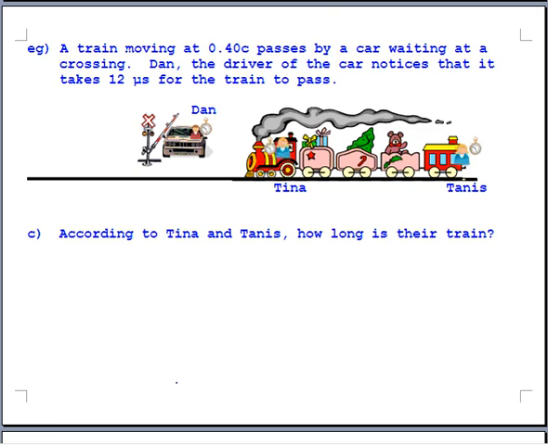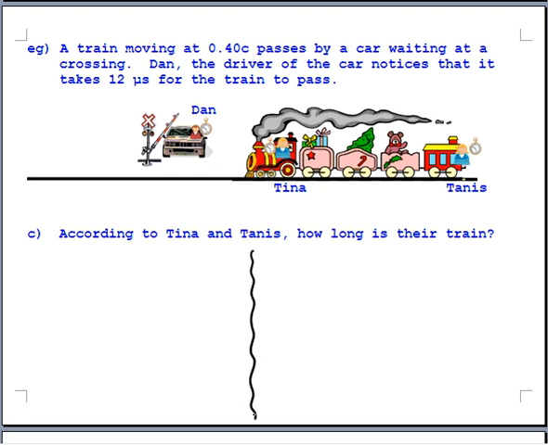According to Tina and Tanis, how long is their train? It's actually the last thing we need to find. The only bit of information we don't know about this scenario is how long the train is according to people on the train. We know that Dan thinks it's 1,440 meters, but remember that Dan is going to see it as skinny because the train is moving compared to Dan. The train is not moving compared to Tina and Tanis. Right? It's moving compared to the ground, but not compared to them.